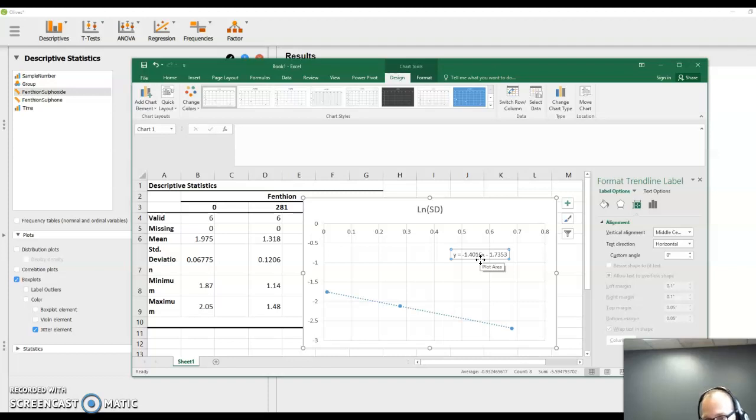Now, we could go to the nearest power there, which would be to the power of 2, or squaring, not the square root, but we would square all the Fenthion data points. Or we could also drift to the cubic and cube all of the Fenthion data and use that as our outcome in the ANOVA. And so we're going to explore that more in the next question.